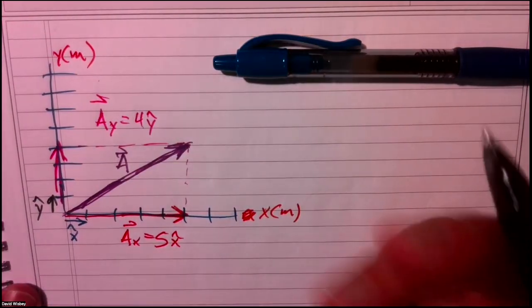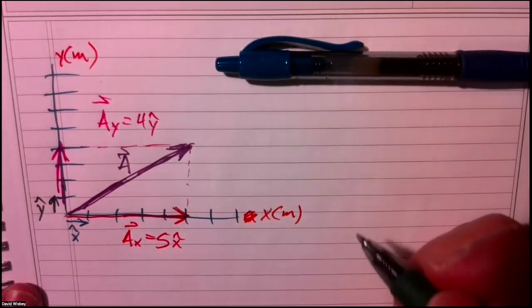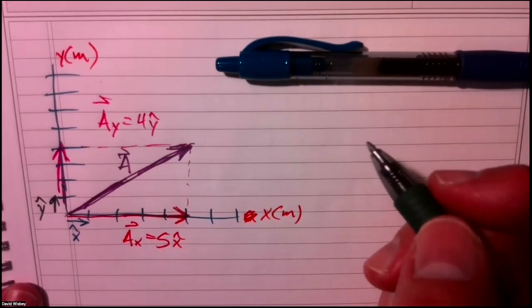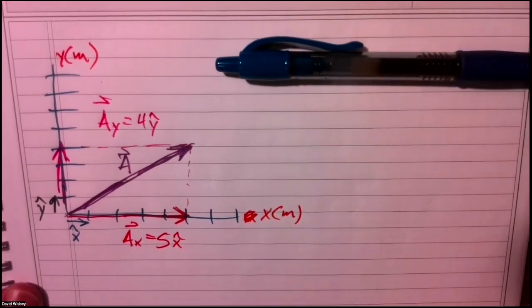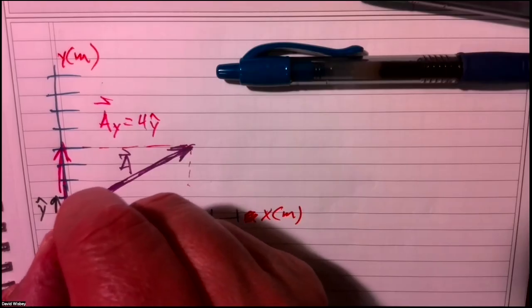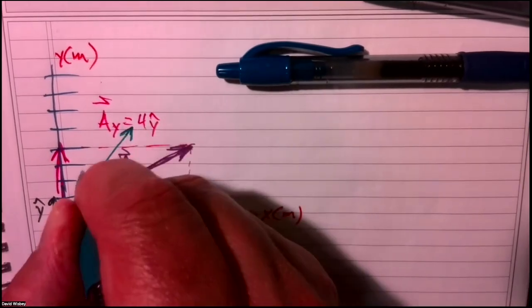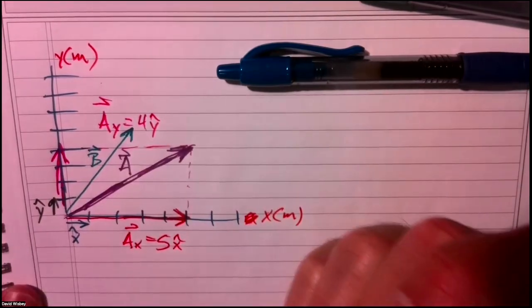We'll do the whole thing here, and after that we're going to stop. My other vector, in turquoise, we'll draw it like this. So here's my vector B. That's my vector B.